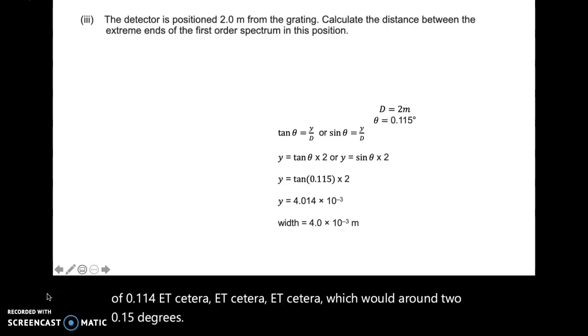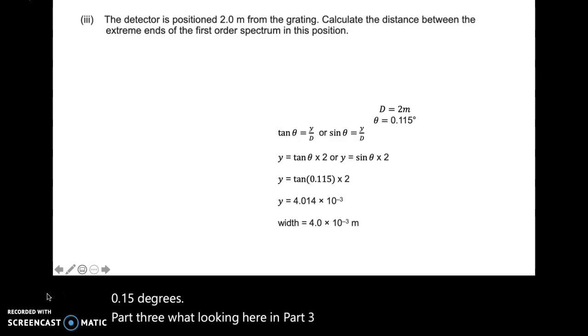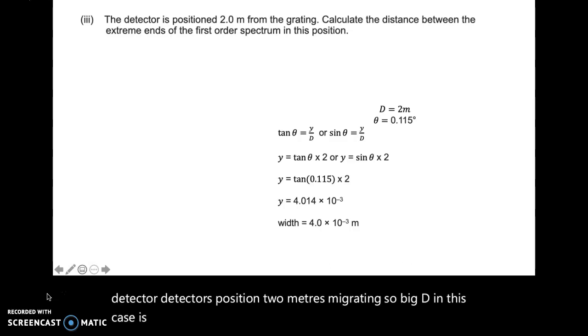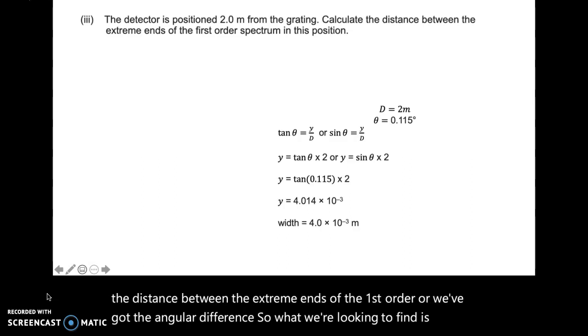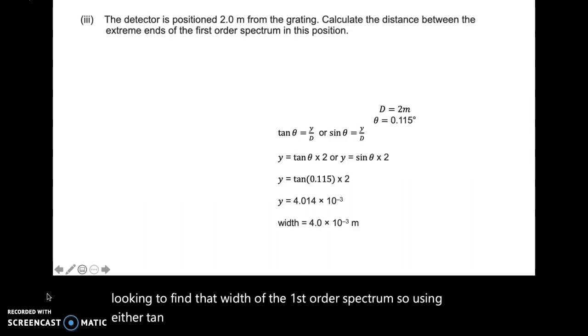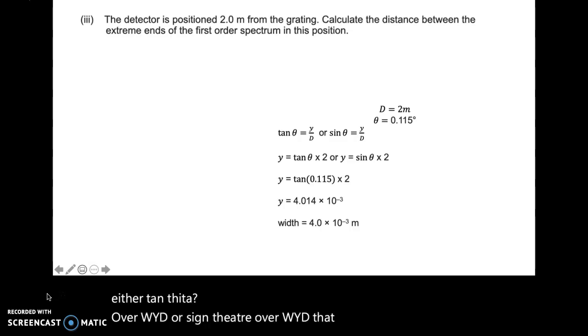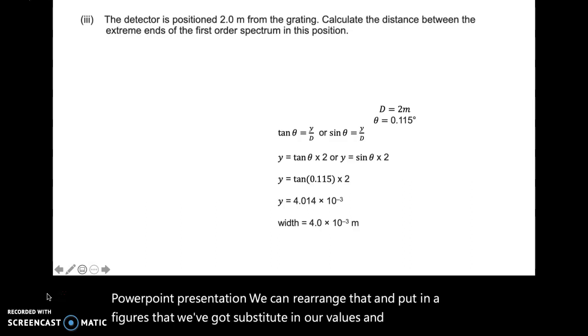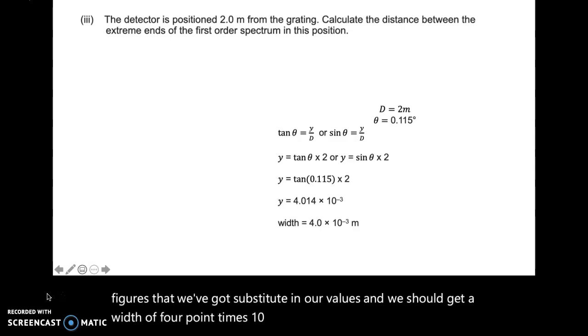Part 3, what we're looking at here in part 3 is that we can see that the detector is positioned 2 meters from the grating. So big D in this case is going to be our distance of 2 meters, capital D. Calculate the distance between the extreme ends of the first order. Well, we've got the angular difference, so what we're looking to find is y, that width of the first order spectrum. So using either tan theta over y over D or sine theta over y over D that we looked at in the PowerPoint presentation, we can rearrange that and substitute in our values, and we should get a width of 4.0 times 10 to the minus 3 meters.